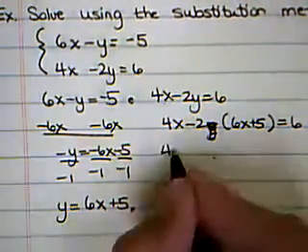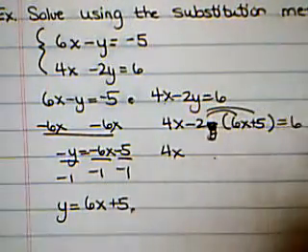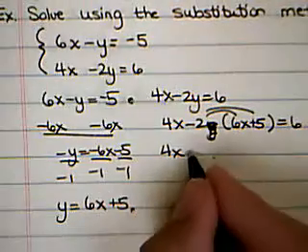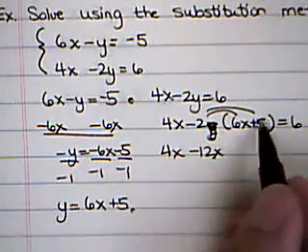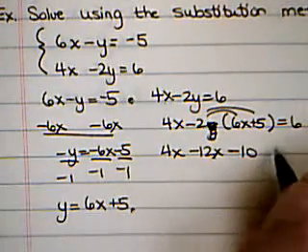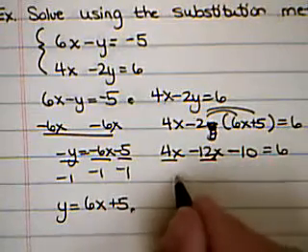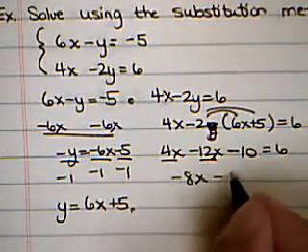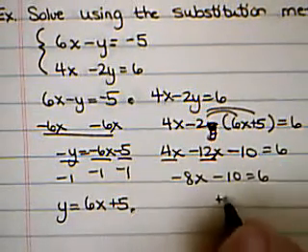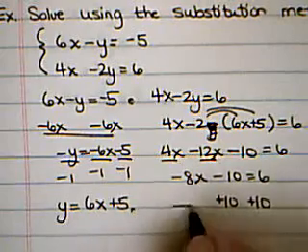I have to distribute the negative 2 to the 6x and to the 5. So negative 2 times 6x is negative 12x. Negative 2 times positive 5 is negative 10 equals positive 6. I add my like terms. 4x minus 12x is going to give me negative 8x. So I'm going to add 10 to both sides.